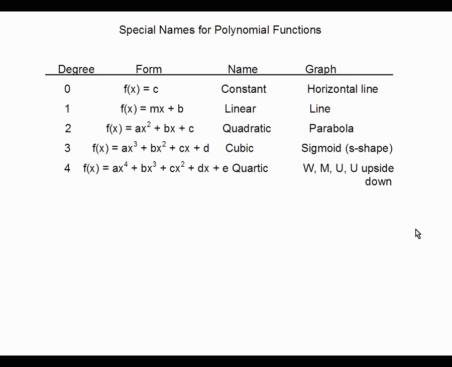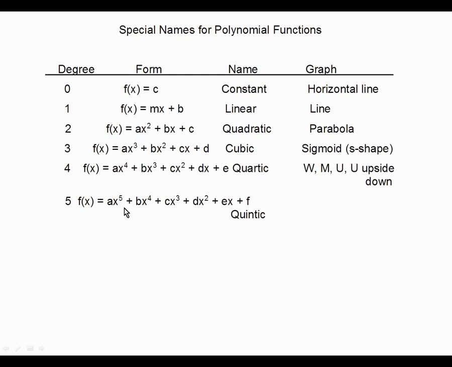And the last degree that we look at that has a name is degree 5. It looks like f of x equals ax to the 5th plus bx to the 4th plus cx cubed plus dx squared plus ex plus f. The name is called quintic. And what does the graph look like? They're simply too numerous to mention. Generally speaking, their graphs look like a mess. Okay, they're just very, very messy looking.